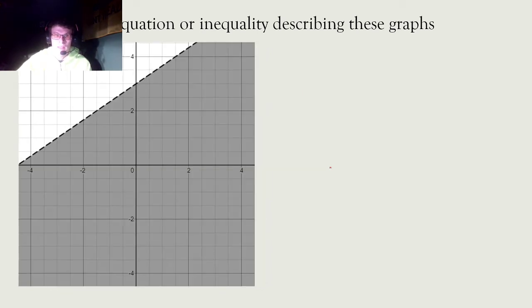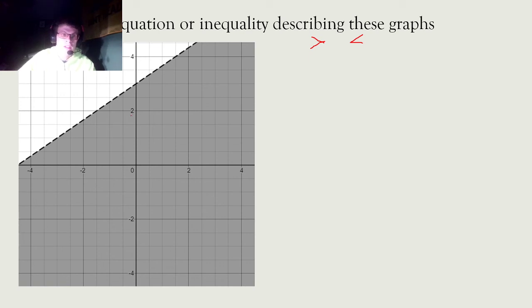All right, next one. Write an equation or inequality describing these graphs. So we're determining the inequality now. First off, we got to pay attention to the fact that it's a dotted line. So that means we're going to have either greater than or less than. Not equal to, because it's a dotted line.